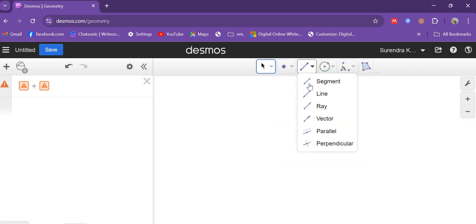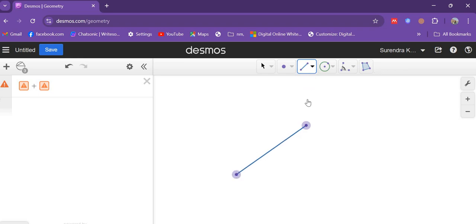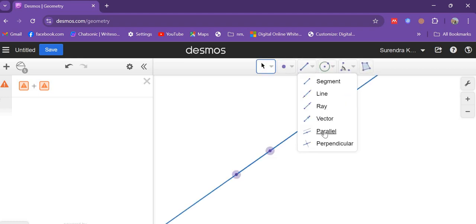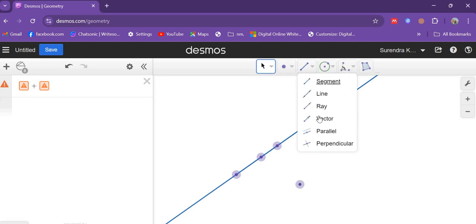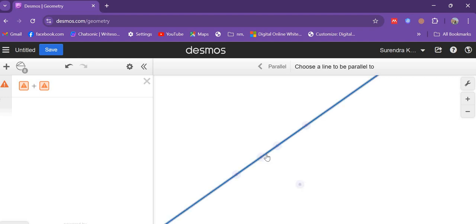We can use the geometrical tool to draw a parallel line to any line segment. Draw the parallel line: choose a specific point and draw the line as a parallel line.